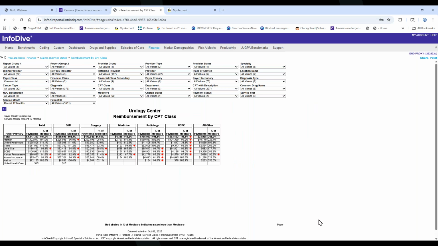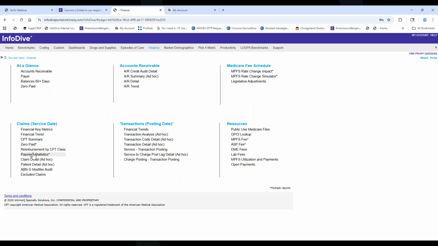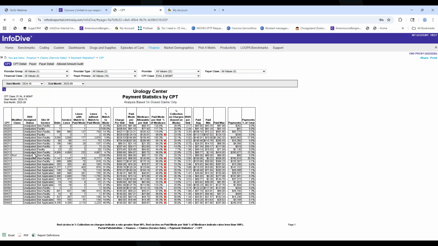All right, so next let's go over and look at our payment statistics report. So here again, we have these 5 reports. When I say 5 reports under this one tab, you have 5 different reports as ways that you can look at this data.